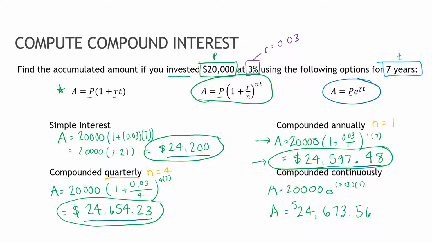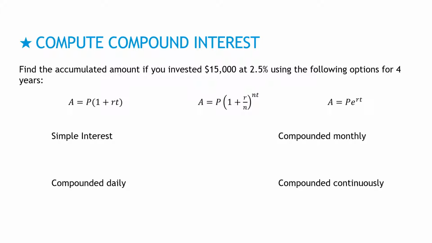And when I do all of that in my calculator, I get 24,673.56 rounded correctly. Again, notice it did go up, not a ton that time, but it did go up more than it did when I had it compounded quarterly. You might feel as though you have enough practice now that we did that whole last question together, but you're going to see this over and over till the end of the course. So it's really important that you understand how to find all of the different types of compound interest and simple interest. So try this question. When you're done, press play to see how you did.